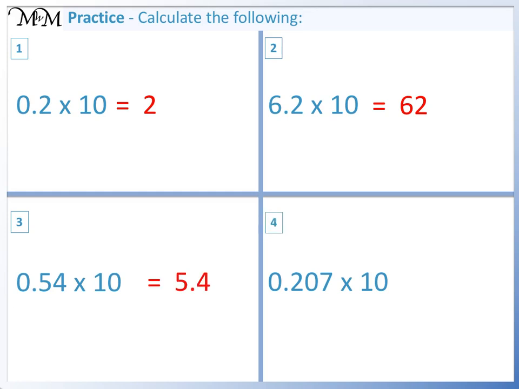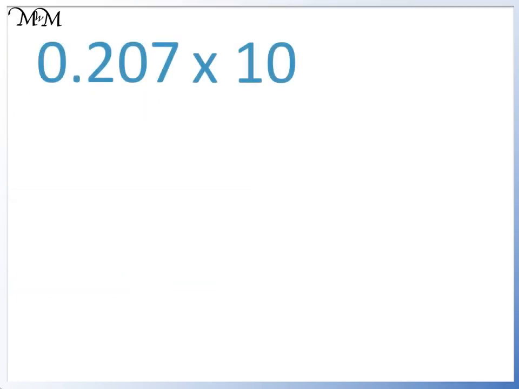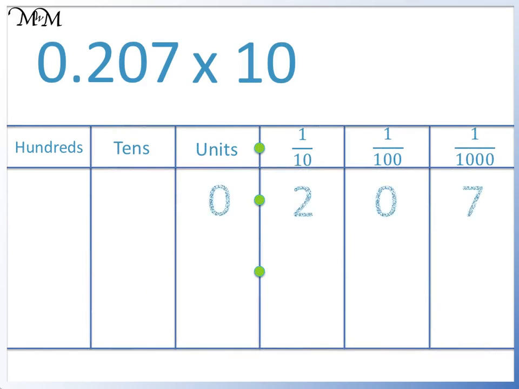Question 4. 0.207 times 10. We move the 2 one place to the left. The 0 will then follow, and the 7 will also follow. We have moved each digit one place to the left. 0.207 times 10 equals 2.07.